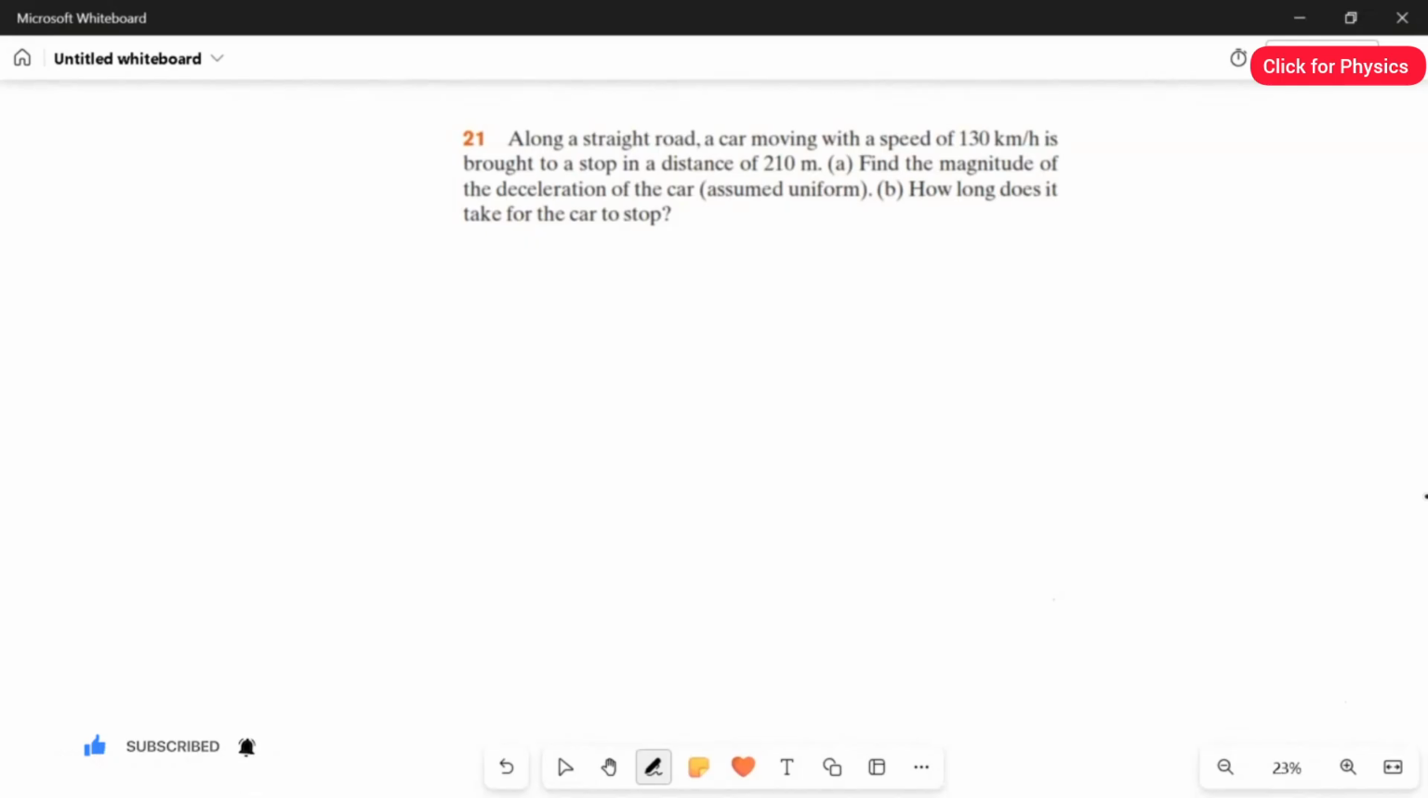The initial speed of the car is given. So what is the initial speed? Vi equal to 130 kilometer per hour. We have to convert this kilometer per hour to meter per second. And when the car is about to stop, its final speed is 0 kilometer per hour or 0 meter per second. And then the distance it covered is 210 meter.